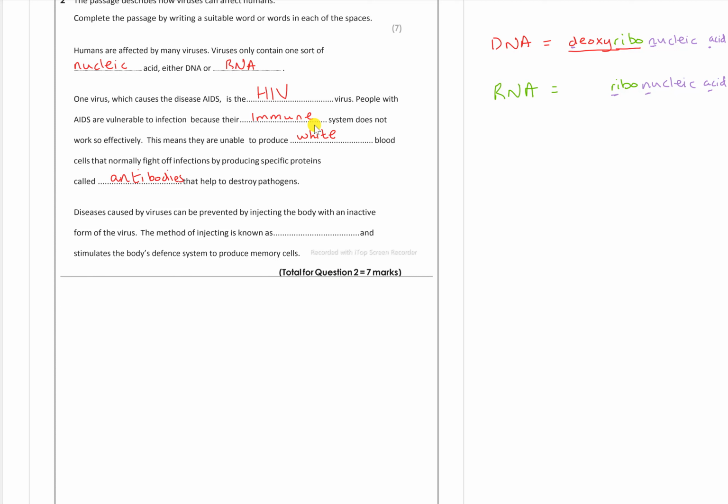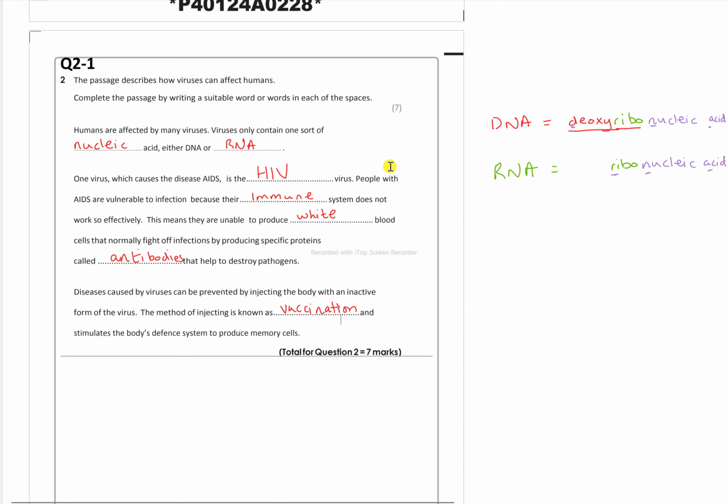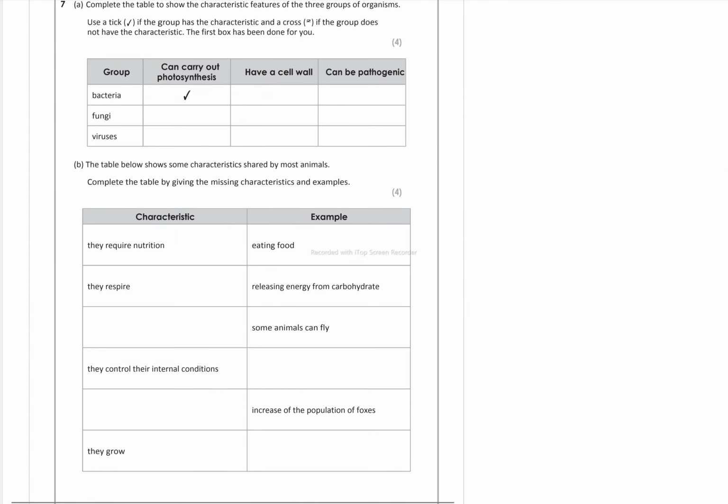to help destroy pathogens. Diseases caused by viruses can be prevented by injecting the body with an inactive form of the virus. This method of injecting is known as vaccination and stimulates the body's defense system to produce memory cells. Okay, so 7 easy marks there.